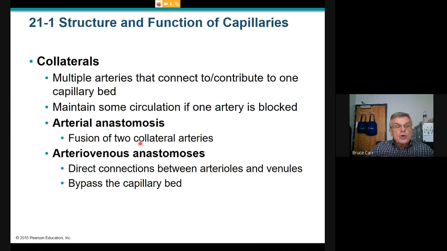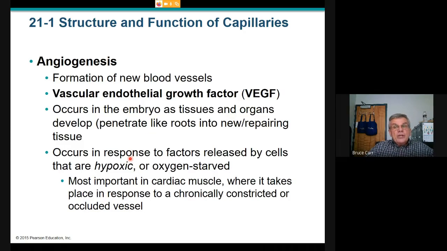When we fuse collateral arteries, we call that an anastomosis. When we fuse an artery to a vein, we call that an arteriovenous anastomosis. That's a big mouthful. We do see the presence of vascular elements.